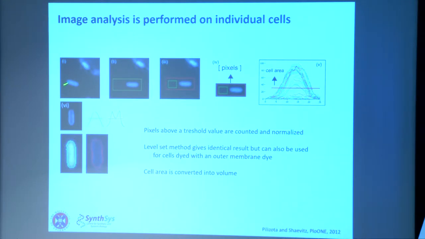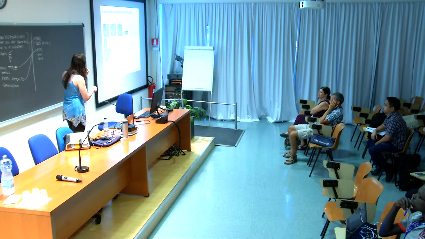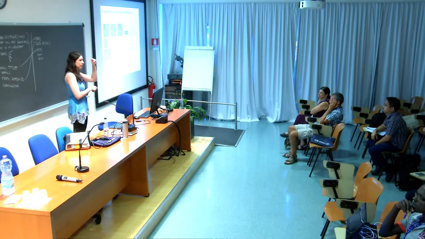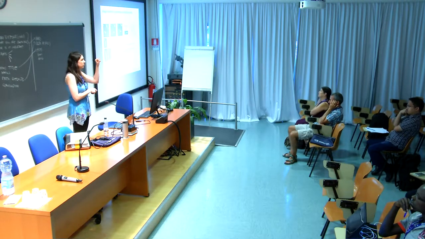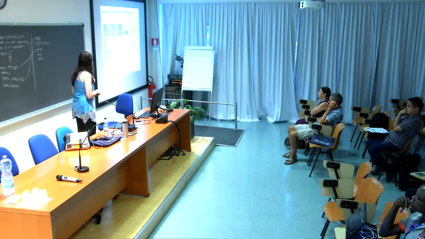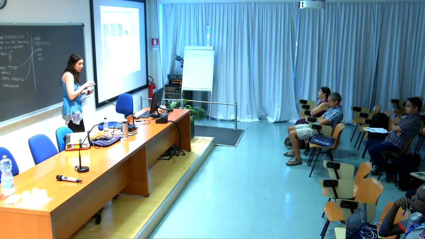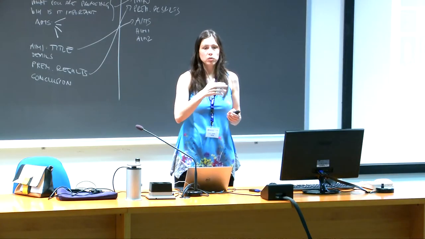Apart from the inner compartment, we can also dye the outer membrane. That outer membrane, the outer lipid bilayer, is attached to the stiffer material, the cell wall. If we do that, then we have this inner compartment and the outside of the intermediate compartment. If we subtract the two, we have information about the intermediate, that small compartment between the outside and the inside of the cell. Okay, so we do it slightly differently there. We use a level set method. But we can extract the information about the cell area from these images, and we convert it to volume usually.